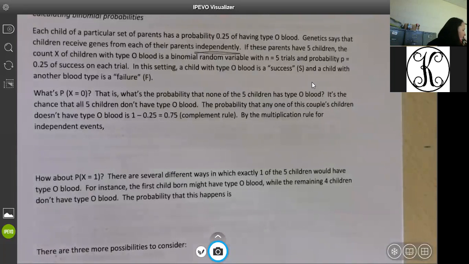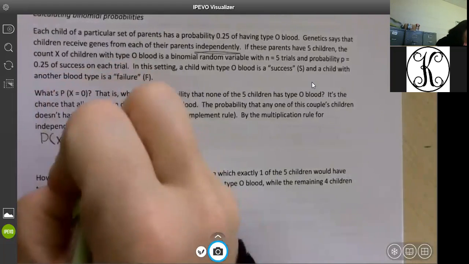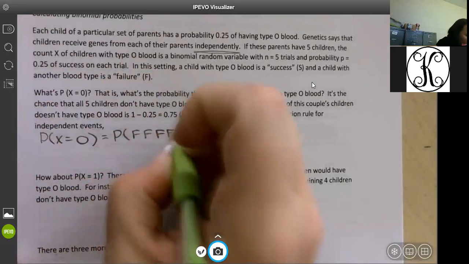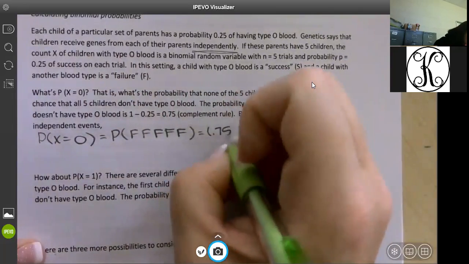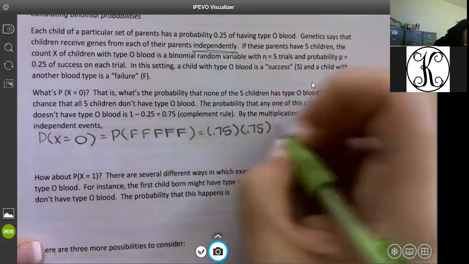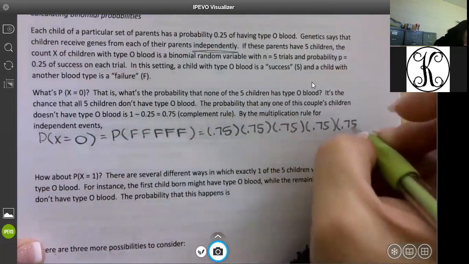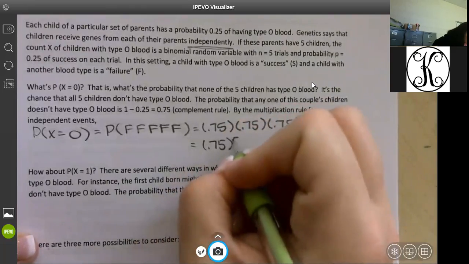By the multiplication rule for independent events, child 1 and child 2 and child 3 are multiplied. So remember, anytime we say "and," we're going to multiply. So the probability of getting 0 is the probability I have failure after failure after failure after failure. The probability of a failure is 0.75, and the multiplication rule says we just multiply that together. What's another way I could write this? Perfect. That's going to come in handy in a few minutes.